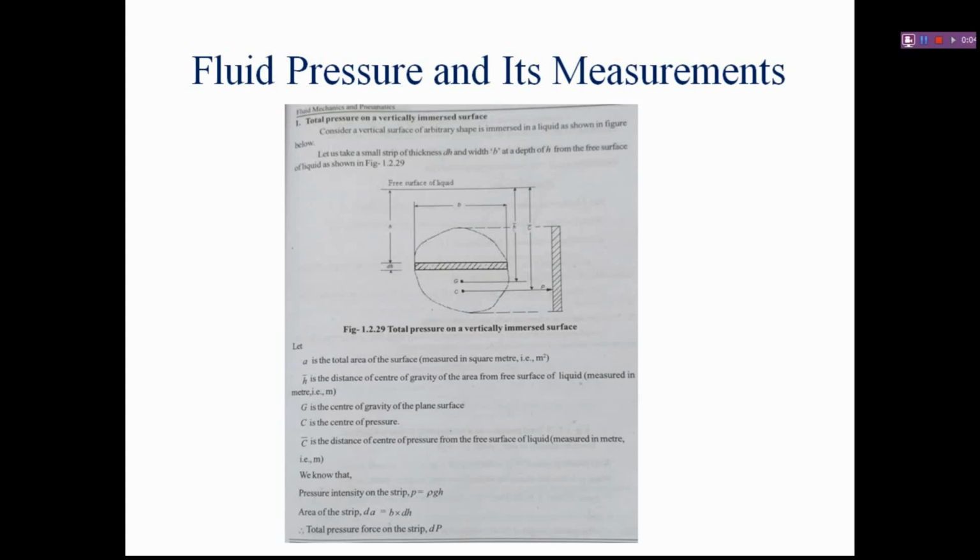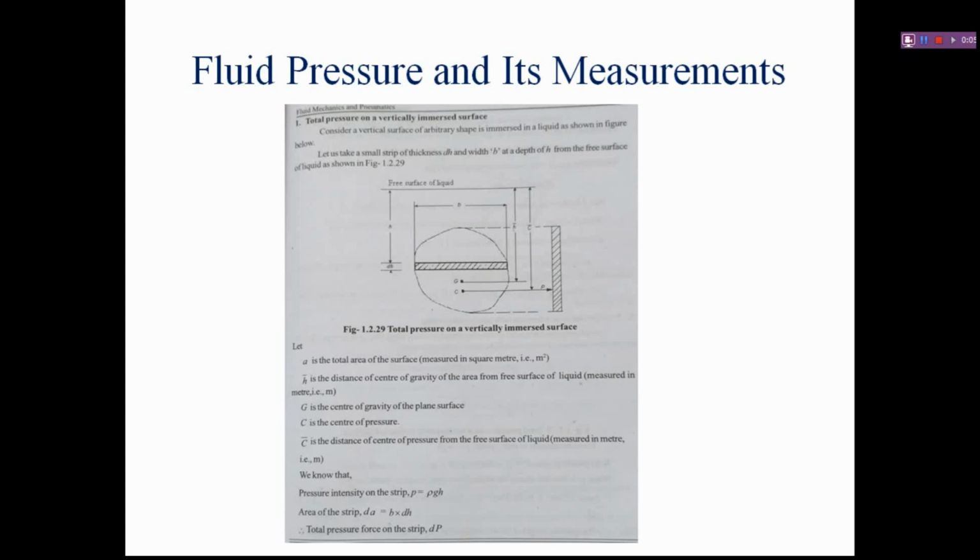G is the center of gravity of the plane surface. The surface means the object that is immersed in the liquid. So G is the center of gravity and h bar is the distance from the free surface of the liquid to the center of gravity of the area. Now C is the center of pressure. As I mentioned earlier, the center of pressure is the point where the total pressure acts on the surface. And C bar is the distance of the center of pressure from the free surface of the liquid. It is also shown in the figure, and is also measured in meters. We know that the intensity of pressure is P equal to rho g h.